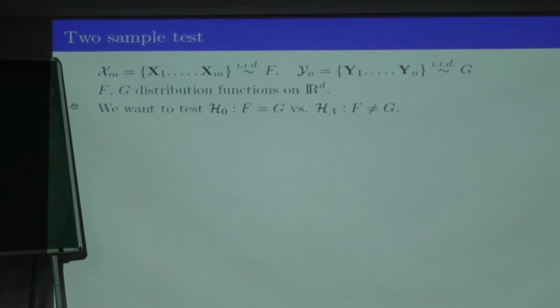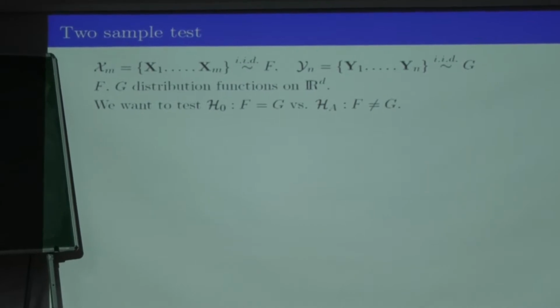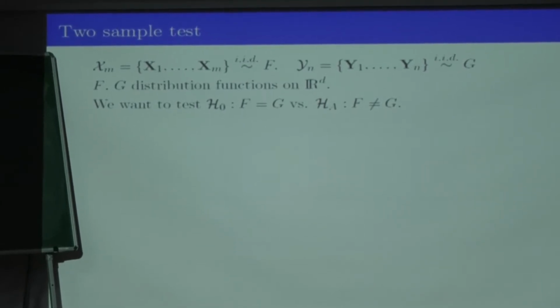Okay. So let's start with the setup of two-sample testing. I have observations from two different populations. F denotes one population and G is another. So I have some observations from the first distribution, that is F. I have some observations from the other distribution, G. I want to test whether the two distributions are identical or not. Okay. So this is the problem.